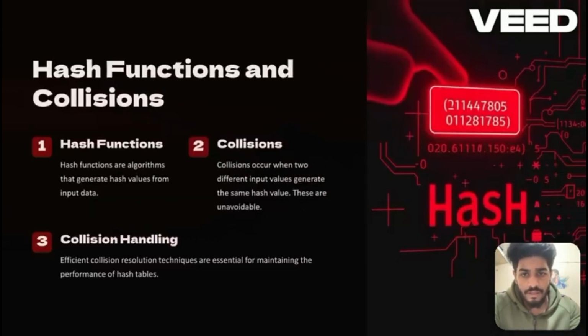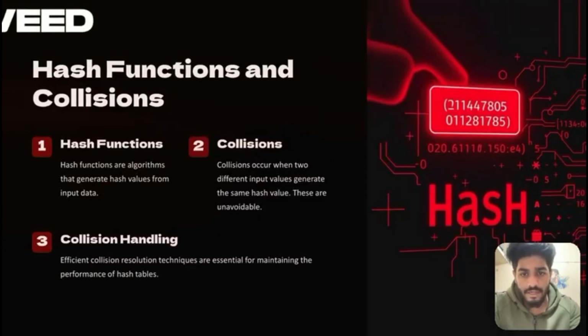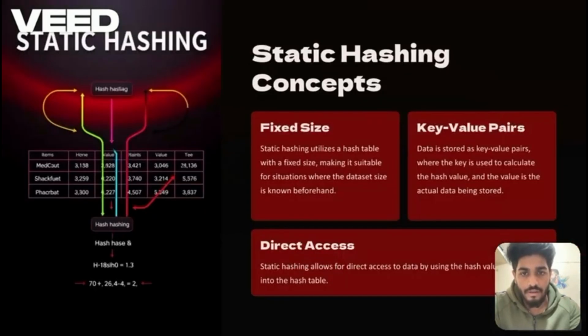Hash functions and collisions. Hash functions are algorithms that generate hash values from input data. Second, collisions. Collisions occur when two different input values generate the same hash value. These are unavoidable. Third, collision handling. Efficient collision resolution techniques are essential for maintaining the performance of hash tables.